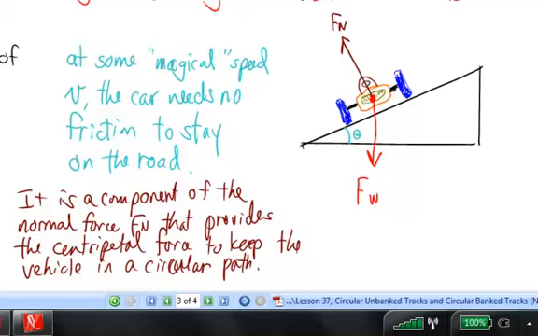So what we want to do is figure out the relationship between the speed, the radius of curvature of the track, the angle of the track, and the other things that cause this magical speed to come about. Because we're going to want to calculate what that magical speed is based on other characteristics of the track. Here's how we do that.